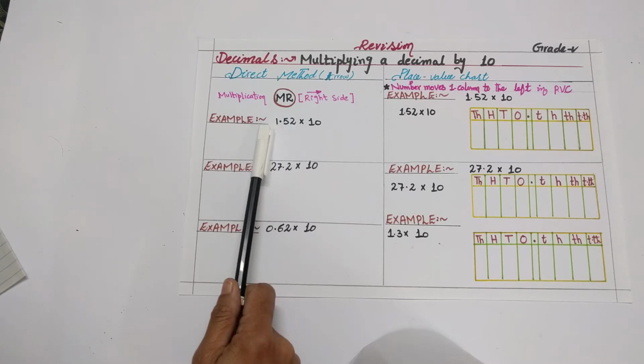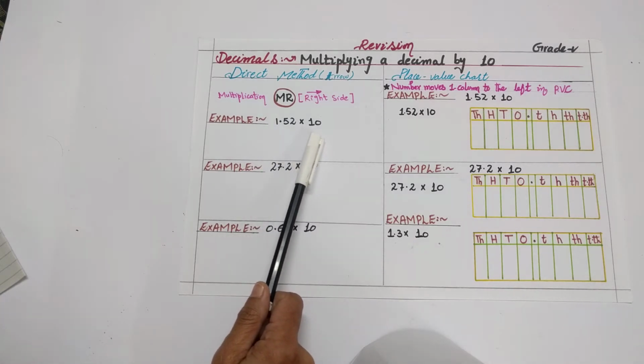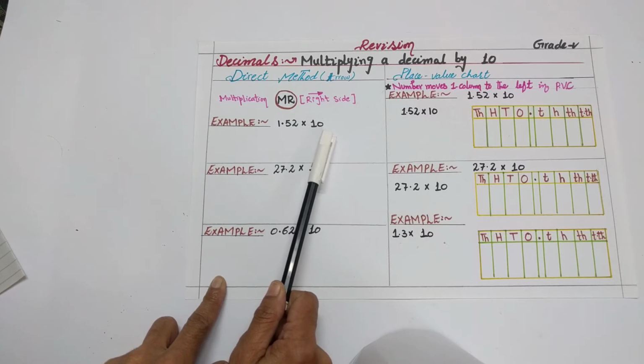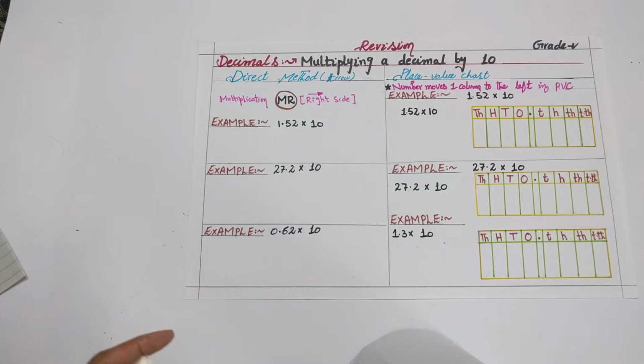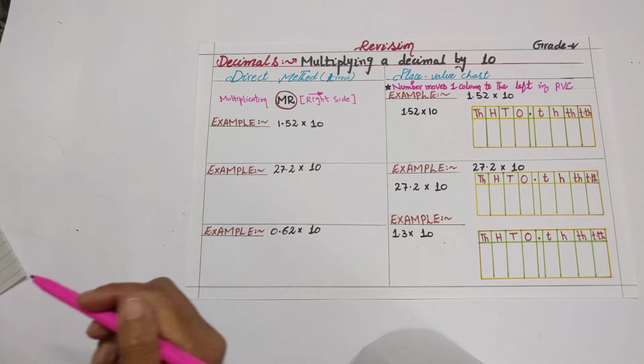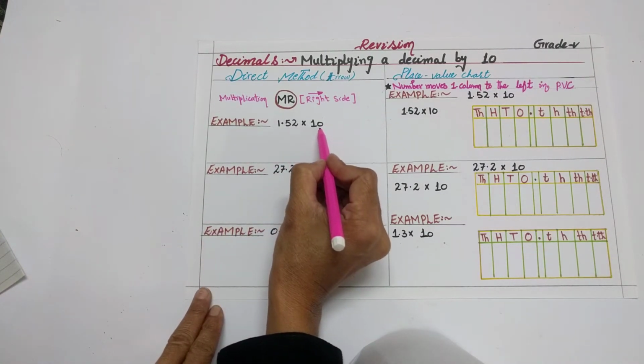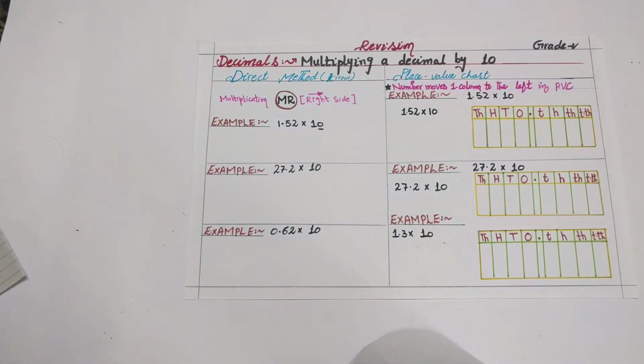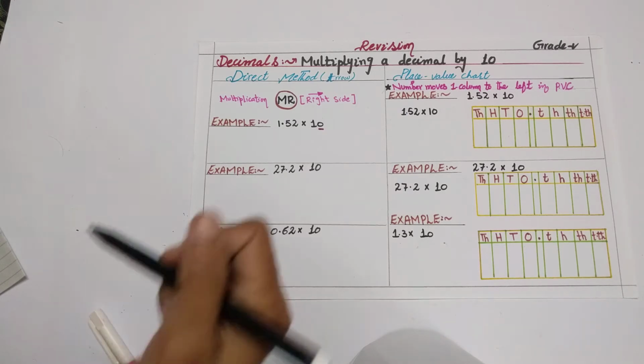Here I have the first example, 1.52 multiplied by 10. Now in 10, how many zeros do we have? We have only one zero. The movement of the decimal depends on the zeros of the multiplier. Here our multiplier is 10, so how many zeros are in 10? Only one zero. So I am moving the decimal one place to the right side.